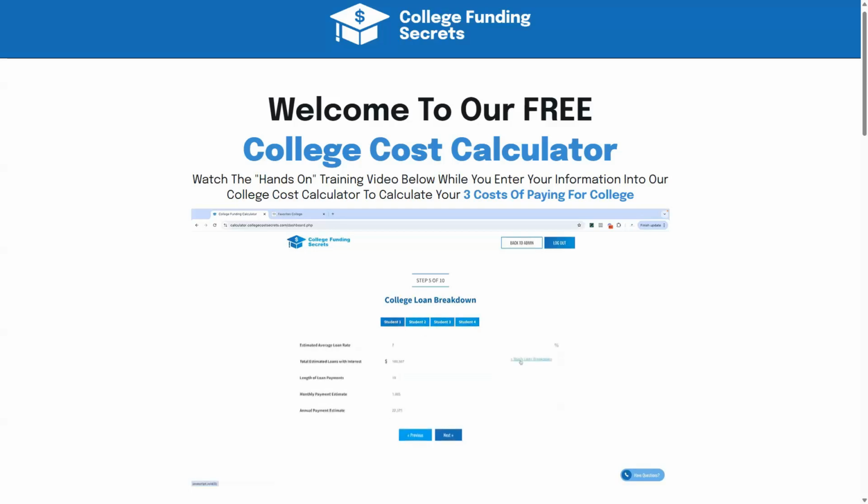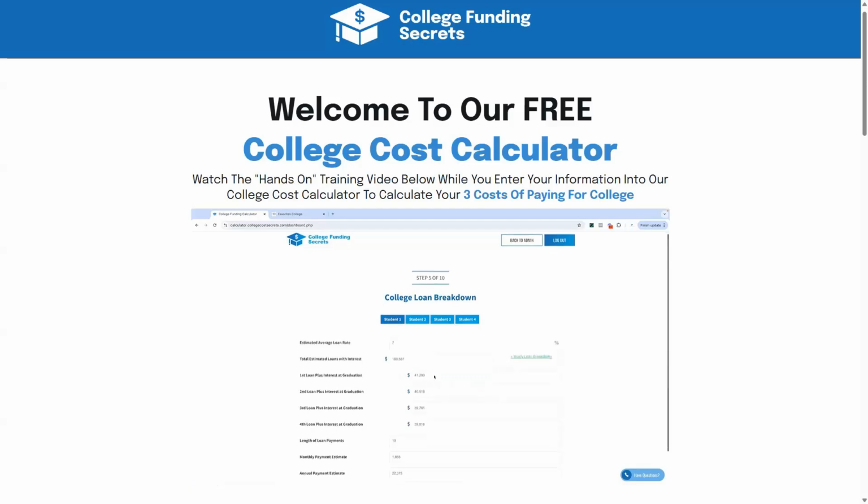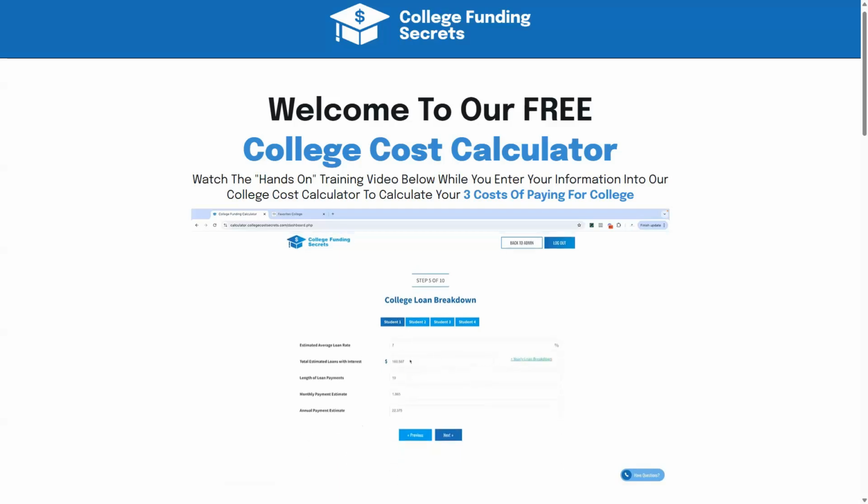Also, keep in mind that most loans are going to accrue interest while the kids are in school. That's why these are looking a little bit bigger than before, because the second you take out the first loan, it's going to grow by the time your kids graduate. So we've got kind of a breakdown of the total loaned amount, assuming that we're not going to pay cash or use our savings or whatever the case may be. So this is going to give us an estimate of our college loan breakdown.